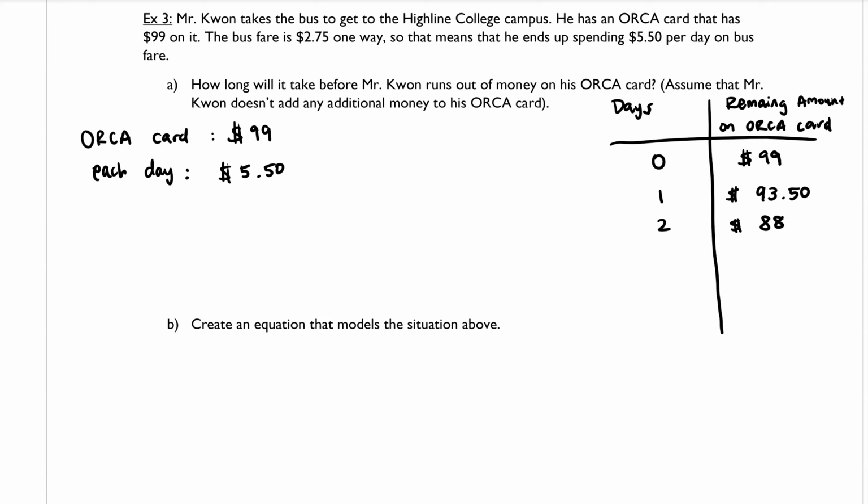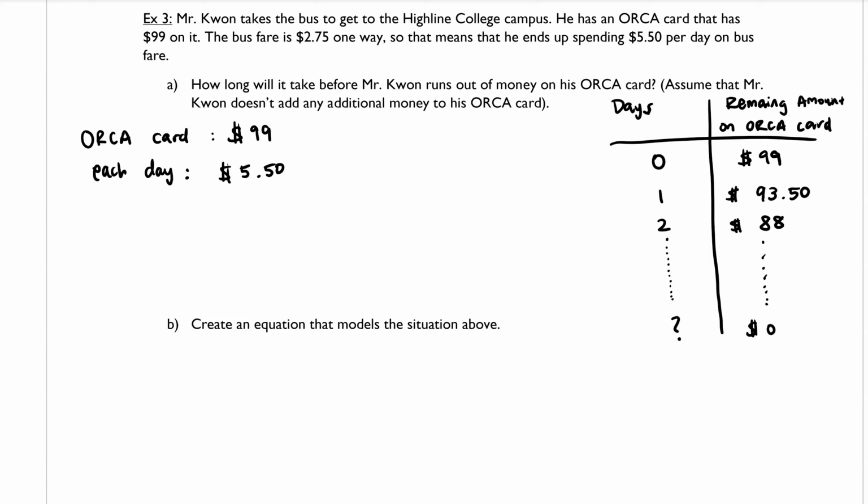But this is kind of tedious. I don't want to keep subtracting $5.50 a bunch of times until I get to 0. That might take a while. So essentially what I'm doing is I want to figure out how many days it's going to be until this value on the right-hand side of our table ends up being $0. So what's a better way of going about doing this?